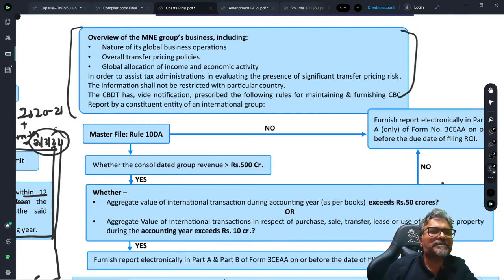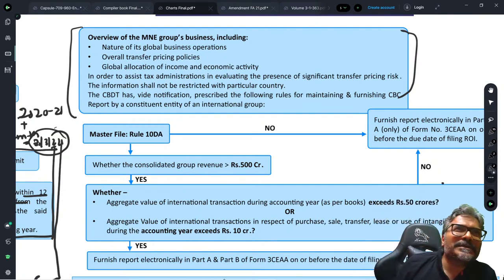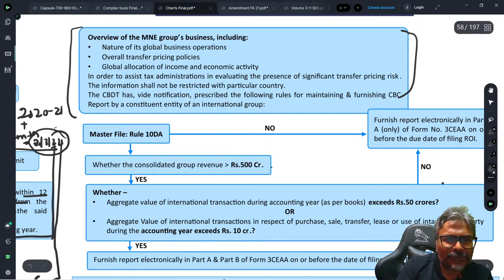So therefore, this macro view, which is all about master file, now please be very careful. Master file in this regard, you need to ask this question. And what is the question? In fact, this arrow should have gone from here. This arrow should have gone from here. Whether the consolidated group revenue exceeds 500 crores.